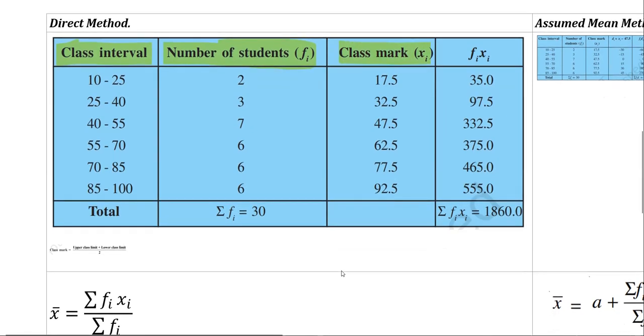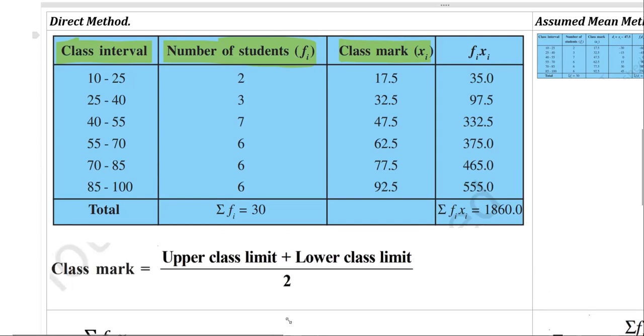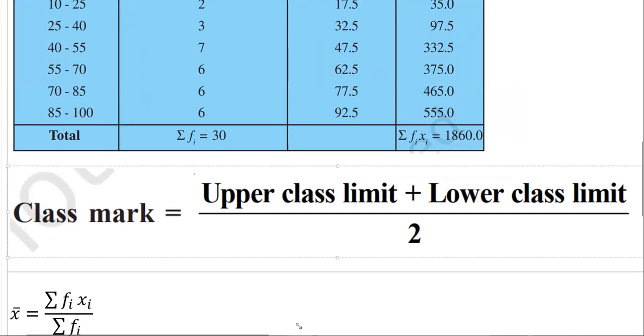So let's understand what the class mark is. The class mark is the middle value. That means upper limit plus lower limit, divided by 2. I'll show you the formula in this case. We use this formula, upper limit plus lower limit divided by 2, for calculating the class mark.